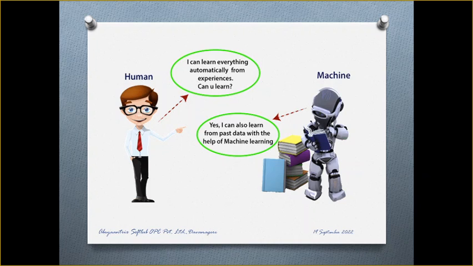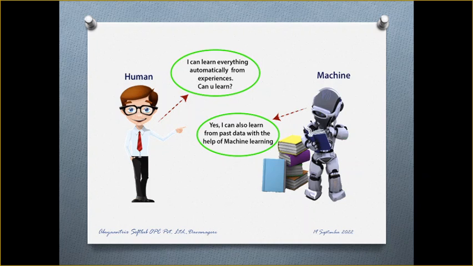And so as humans say, we can learn everything automatically from experience. Can machines learn? The machine can also learn with past data. But what happens in the case of a human being? A human being experiences things on its own over time. But what happens in the case of machines? We collect the data and give it to the machine. Based on that past data, that becomes its experience.